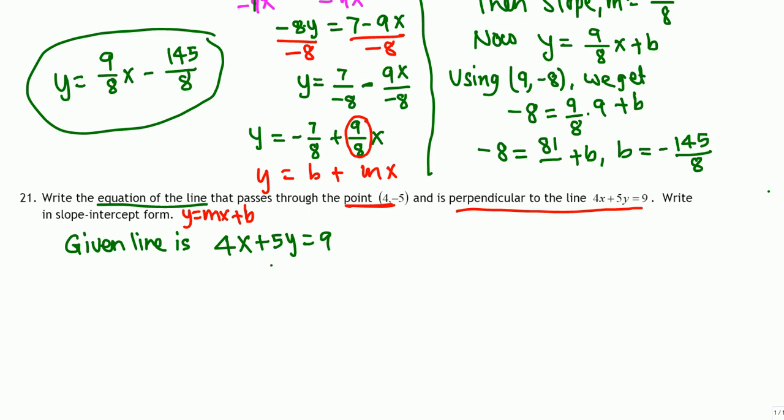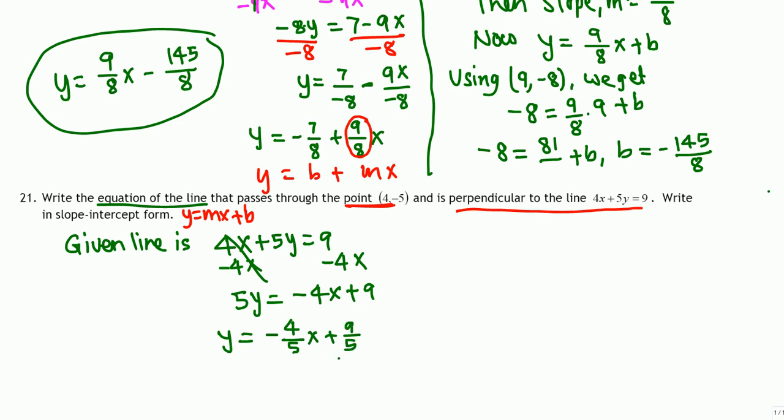To find the slope, we want to solve for y. We want to write y equals mx plus b. So subtract 4x from both sides, and so we have 5y. And let me write x first because we are trying to write y equals mx plus b. So instead of 9 minus 4x, I want to write negative 4x plus 9. Now divide by 5, which gives negative 4 over 5x plus 9 over 5, dividing both terms by 5. So this is in the form y equals mx plus b. So the slope of the given line is negative 4 over 5.